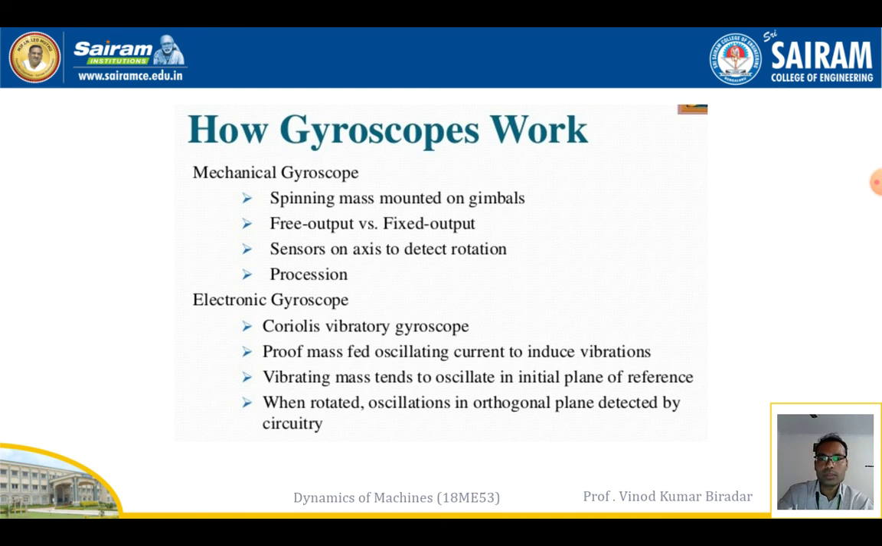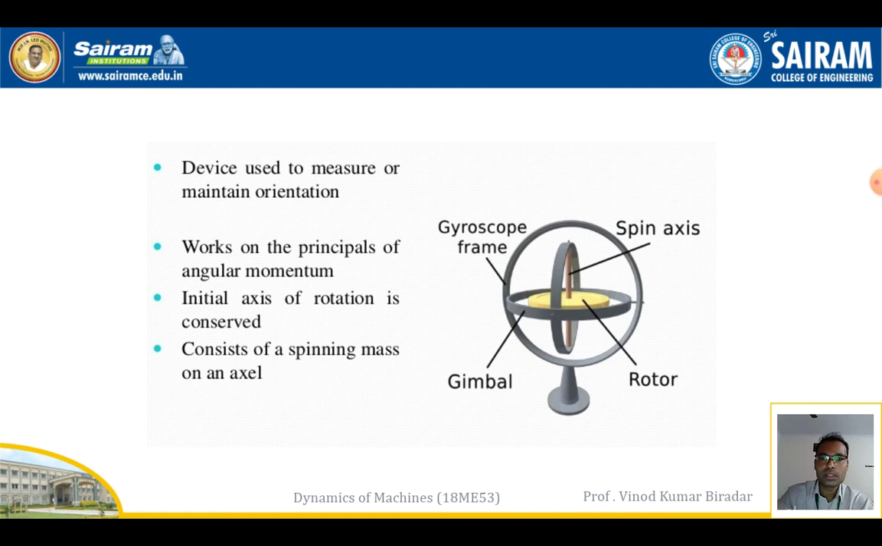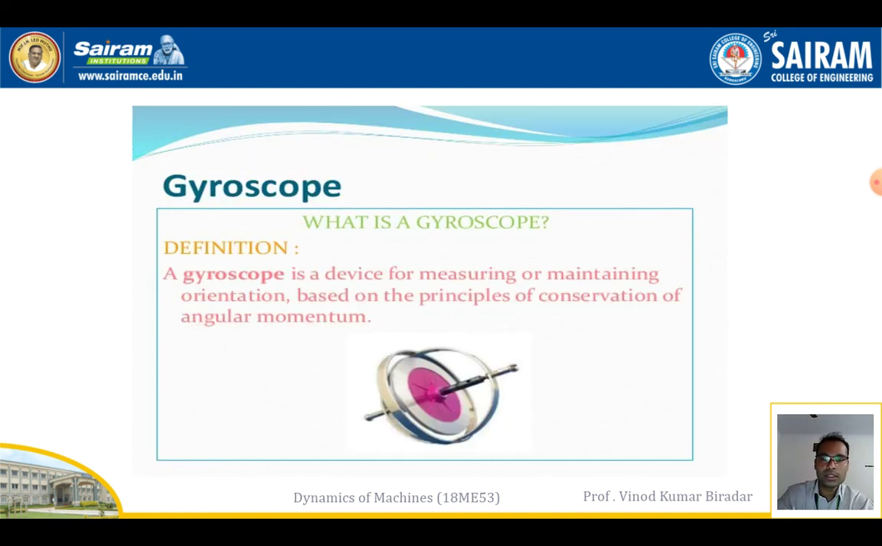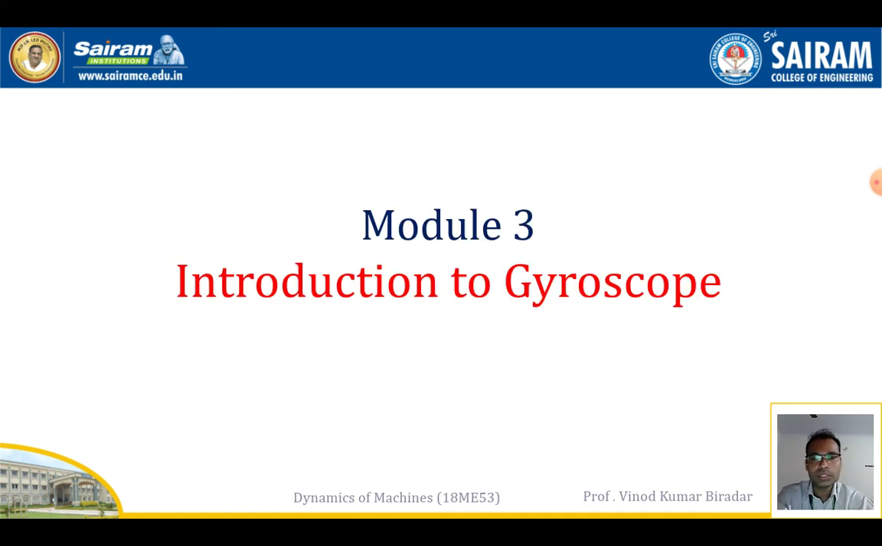How a gyroscope works can be described using some elements: sensor, spinning, free output, precession. So this is about the gyroscope. It is a device which is used to measure or maintain orientation. This is the brief introduction to the gyroscope.